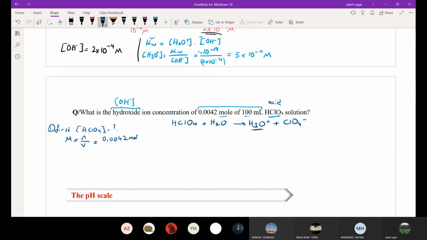The mole is 0.042 mole. The volume is 100 milliliters, so it becomes 0.1 liters. So divided by 0.1 liters equals 0.042 molar.